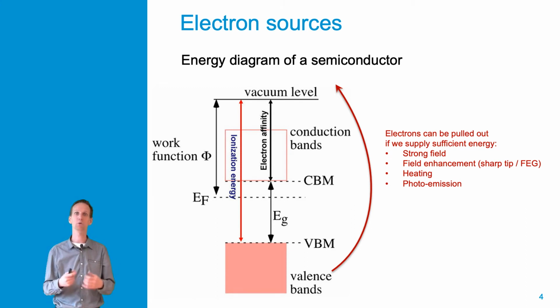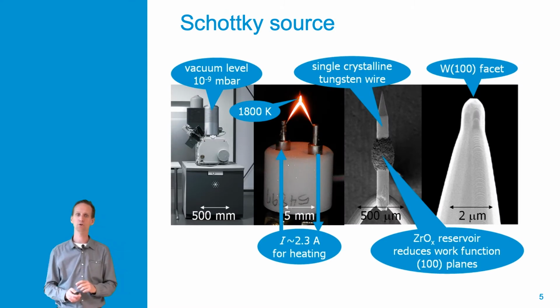In addition, we can also stimulate the source with a laser beam and in this way get to photoemission. So the electrons absorb some of the photons, which gives them an excess energy which is sufficient to leave the material. In practice, all these effects may be used in an electron microscope. But by far the most common type of source for high brightness applications, and we will talk about brightness later in this lecture, is the Schottky source.